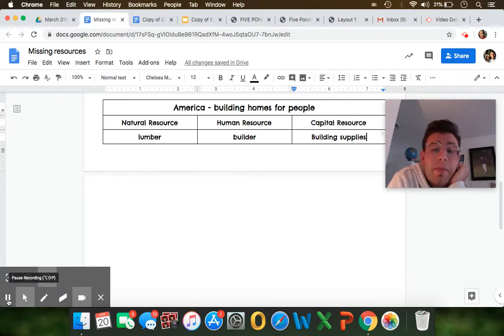Now, there's many people involved in building homes: the contractors, the electricians, the plumbers, the masons. Everybody is involved in making a home. But I just said builder because I didn't want to exclude anybody. And the capital resources that that person would use are obviously the building supplies. Anything that is used to make that home is a capital resource, and the home is also a capital resource.